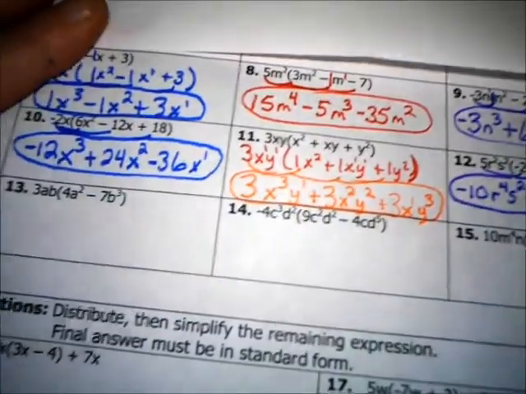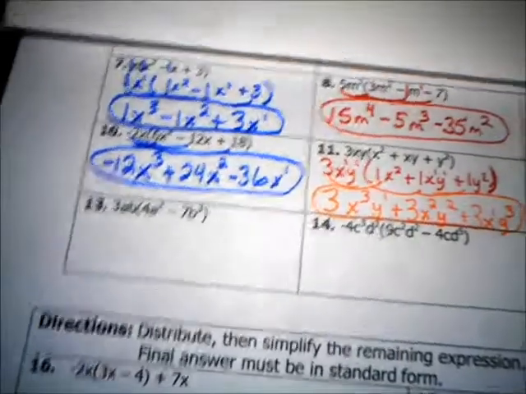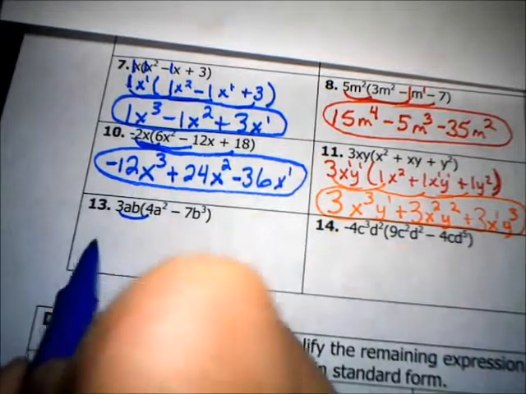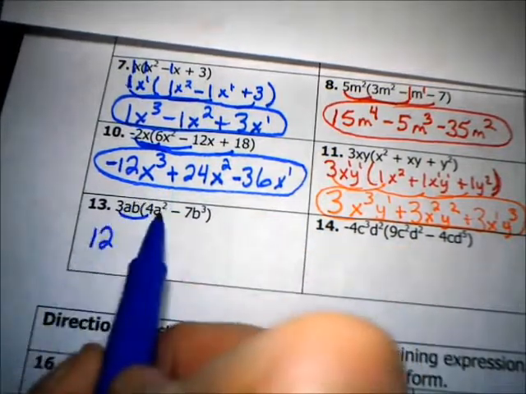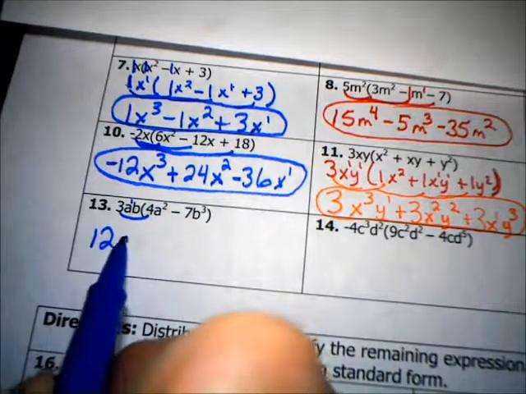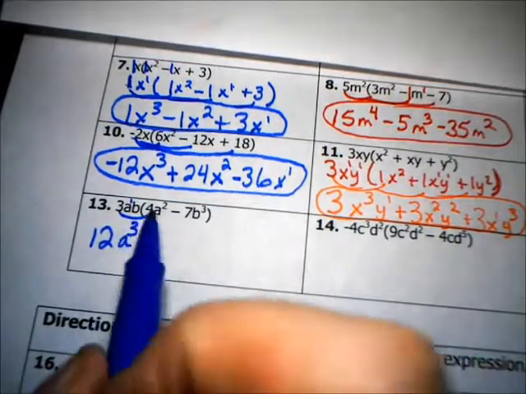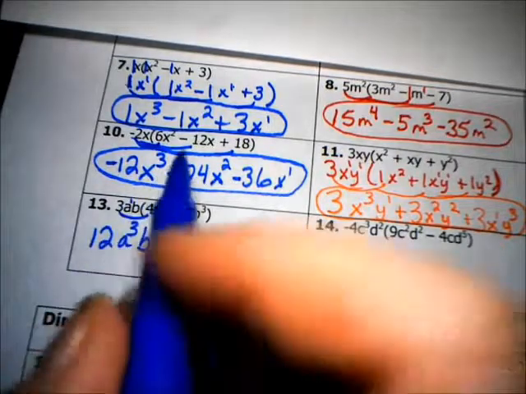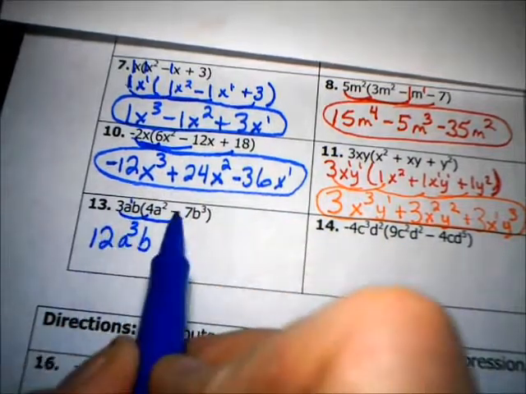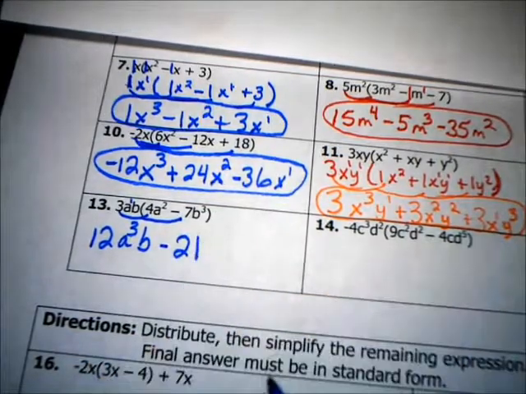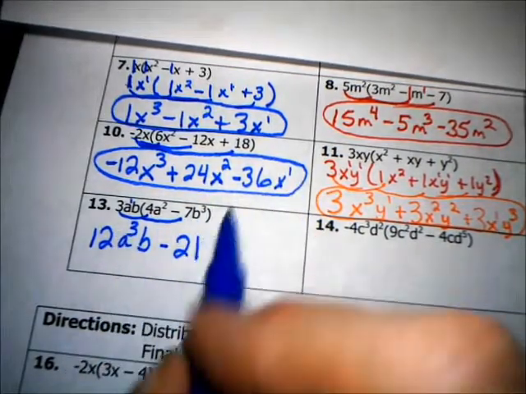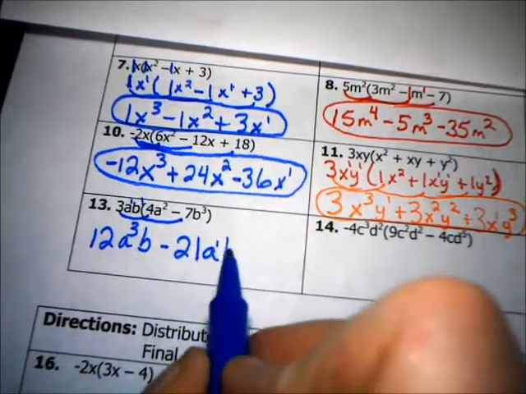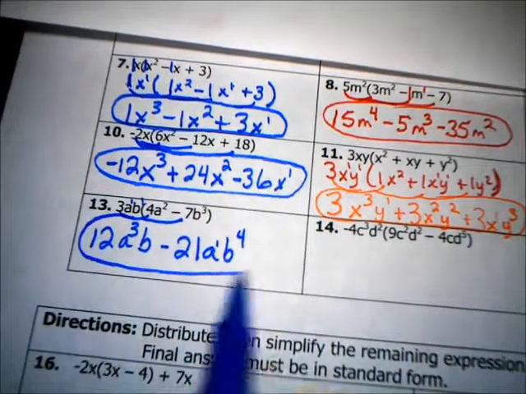Okay. On 13, we've got our a's and our b's on this one. We have coefficients, so let's just multiply. 3 times 4 is 12. Now our a's, we have 1 on the outside, 2 inside. That gives you a total of 3 a's. And then we just have a b on the outside. Multiply it times the next one. 3 times a negative 7 is a negative 21. Then I have to bring the a from the outside to a¹. But then b¹ and b³ become b to the 4th power. And there's your answer.